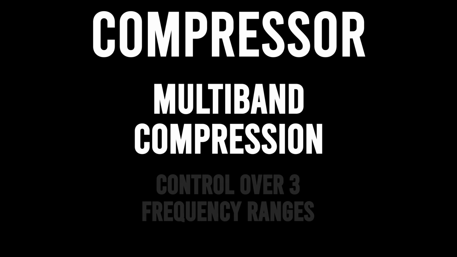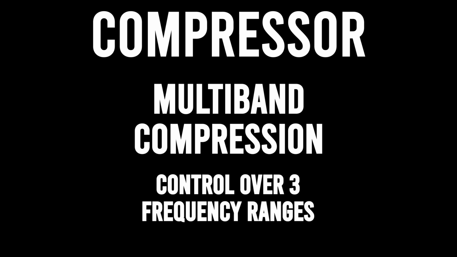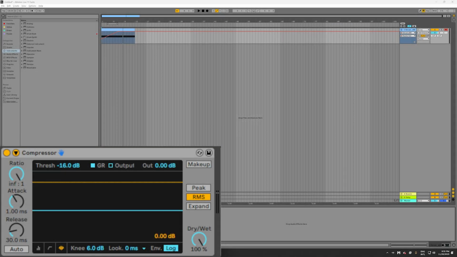With this in mind, there is also the multiband compression, which allows you to have 3 different compressors over 3 different frequency ranges, usually the lows, mids, and highs. Now that we have the basic knowledge of the compressor, let's get back to Ableton. So, here we are back in Ableton. I have another project open with a Serum preset and a compressor open.